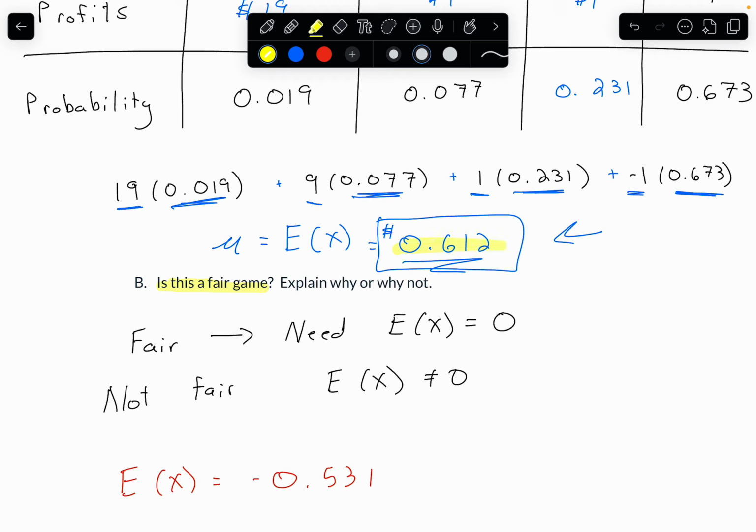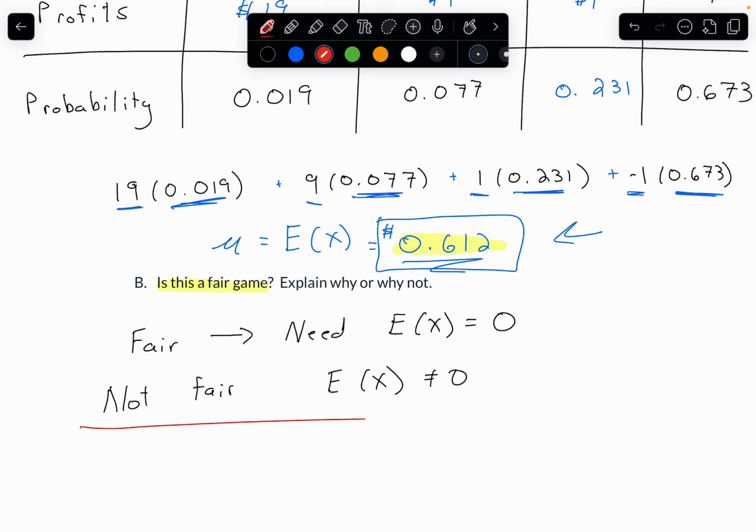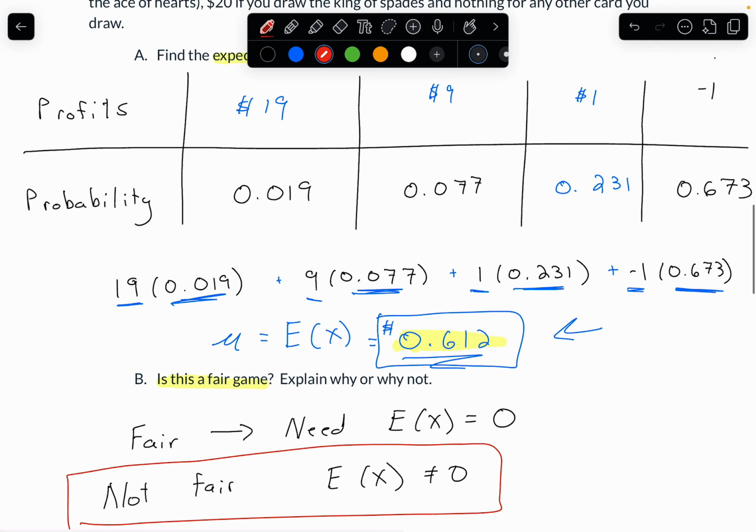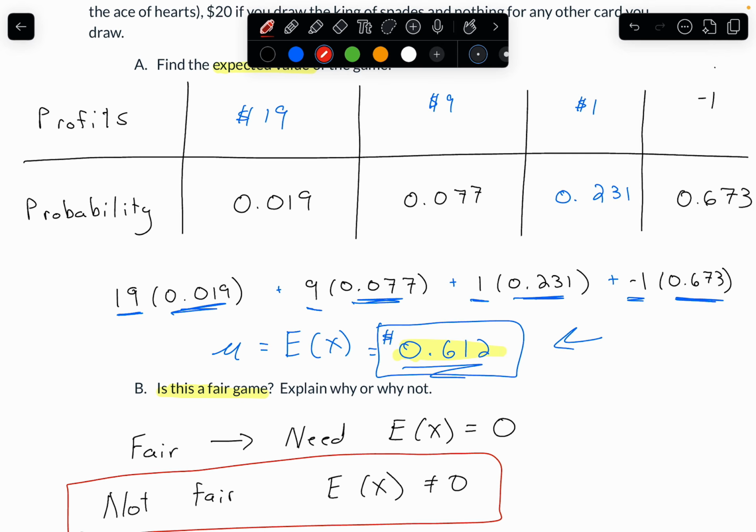So in this case, we had a positive expected value, 0.612, which is not 0. All I'm checking is, is it exactly 0? Yes or no? In this case, this is not fair because the expected value is not 0. That's all I'm looking at to make that determination. And what's really cool is if you can create this probability distribution for a card game, you can make that determination about whether that game is fair or not. And if it is not fair, you can determine which player it favors.